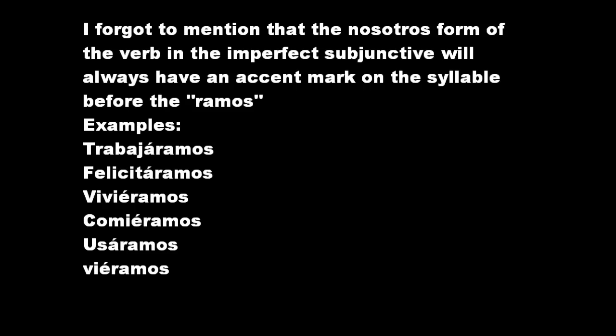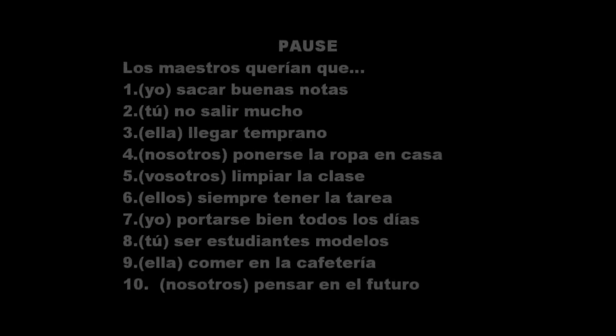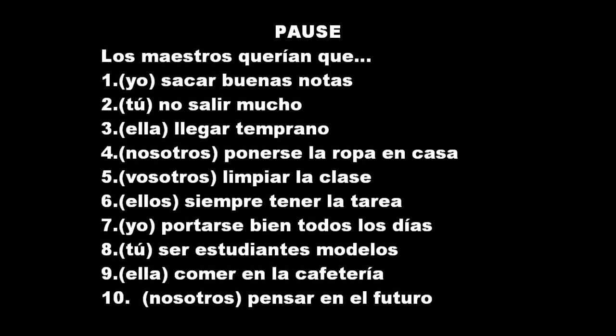So the 10 will come up on the screen. Let's go ahead and start all your sentences the same. Los maestros querían que, and then put your subject, whichever one I give you, and then conjugate your verb into the imperfect subjunctive. So here come your 10, and then see if you can write. Pause the video. Okay, so hopefully you finished now. If you haven't, go back, pause it, do it, and then come back for the answers.